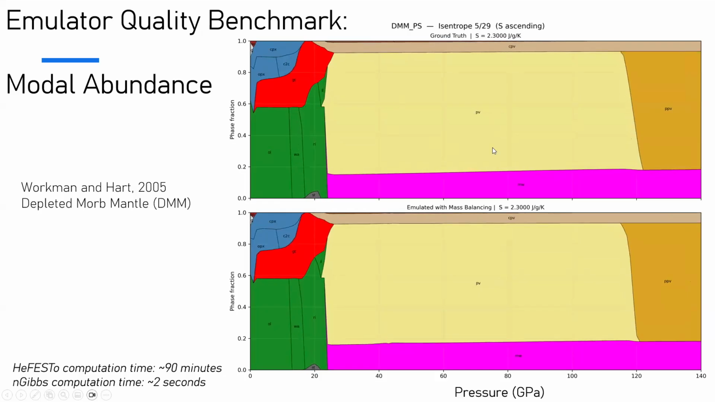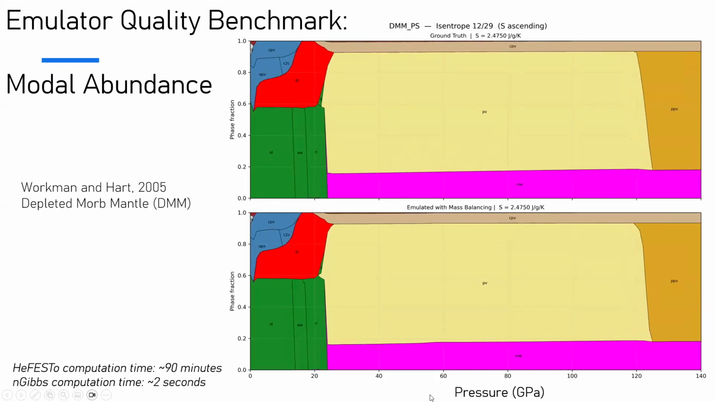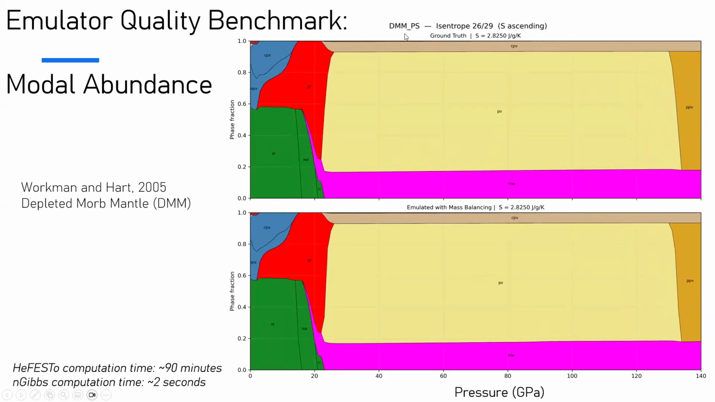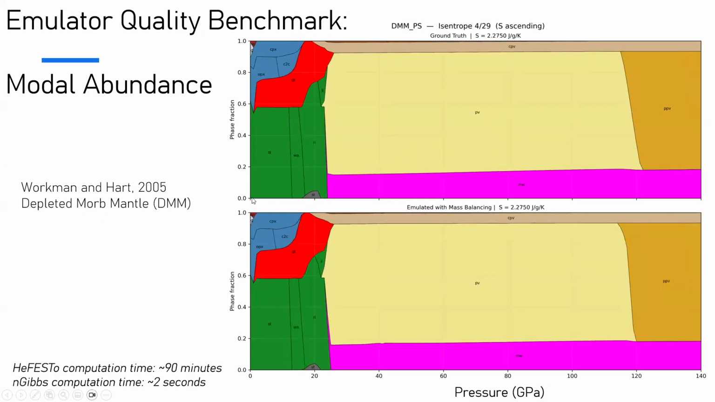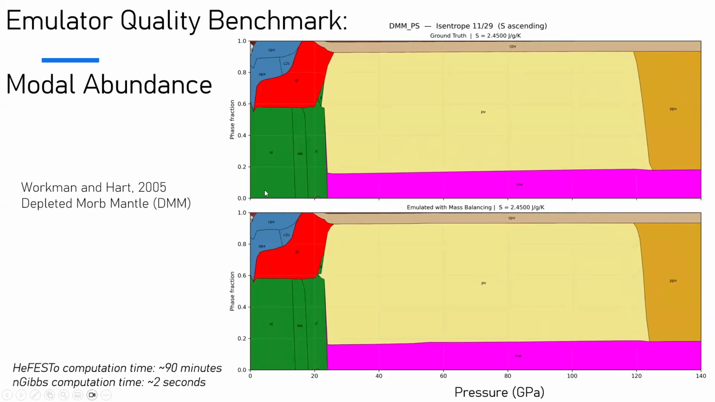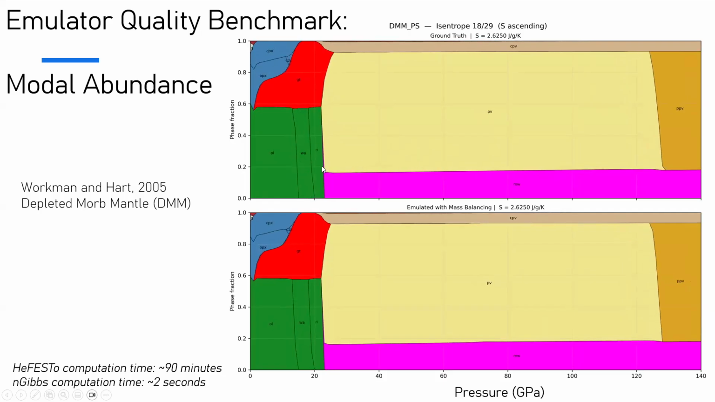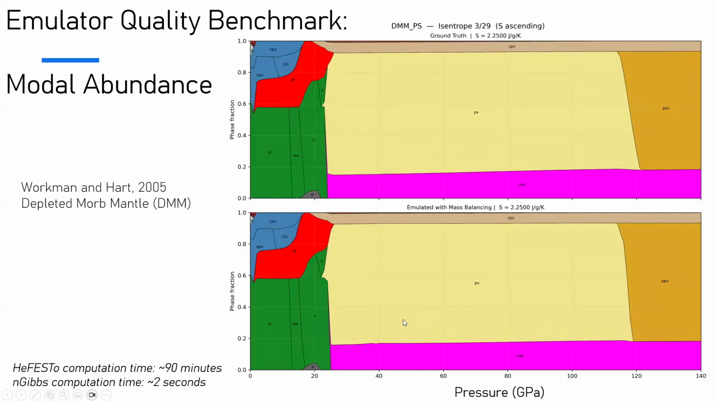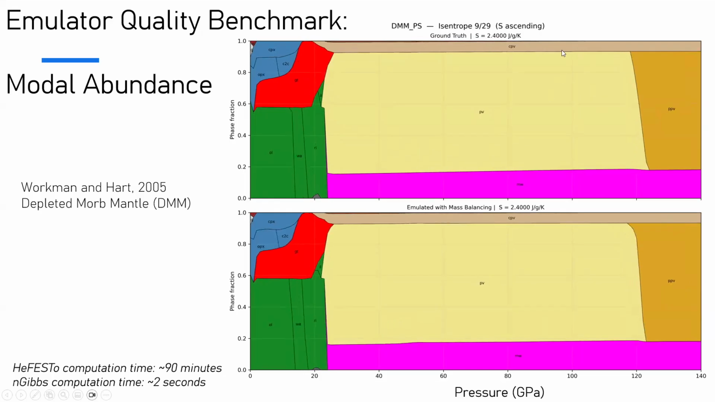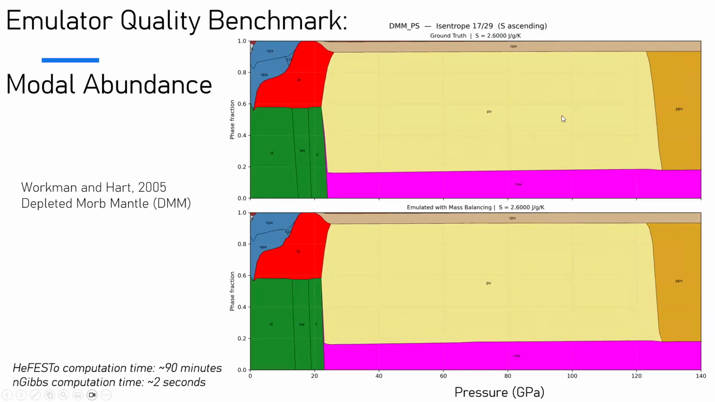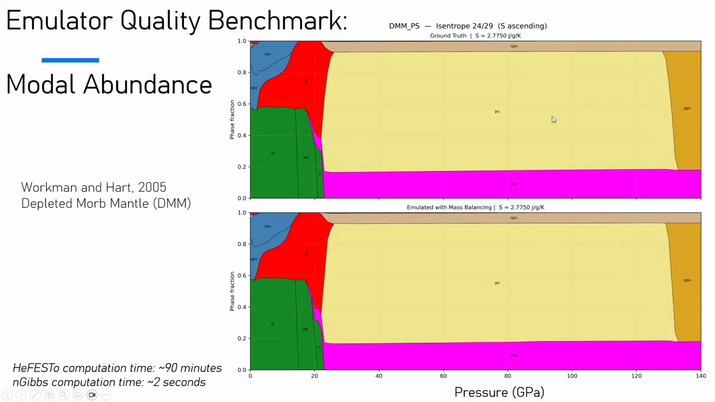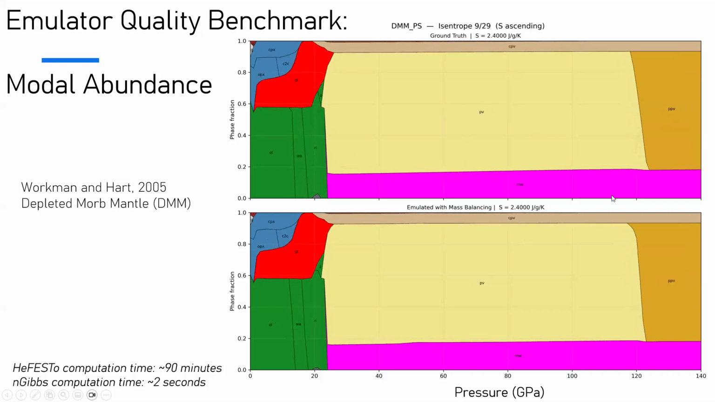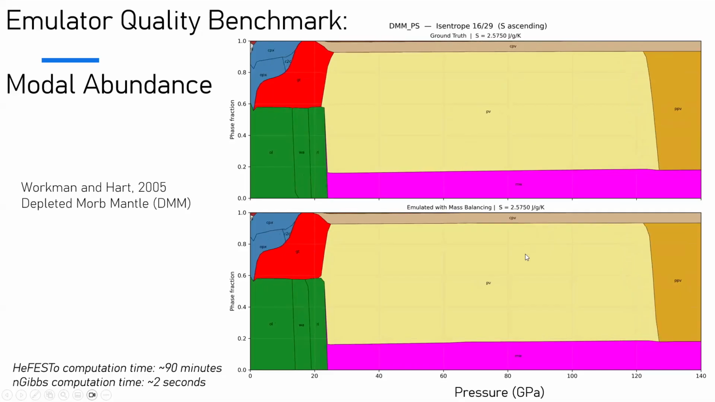So what I have here at the top is, as a function of pressure along a transect for depleted warm mantle from the Workman and Hart 2005 paper, the mineralogies, the phase abundances. And at the bottom, I have the emulated version. And the animation here is going up in entropy. So we're having a whole isentrope for each frame.